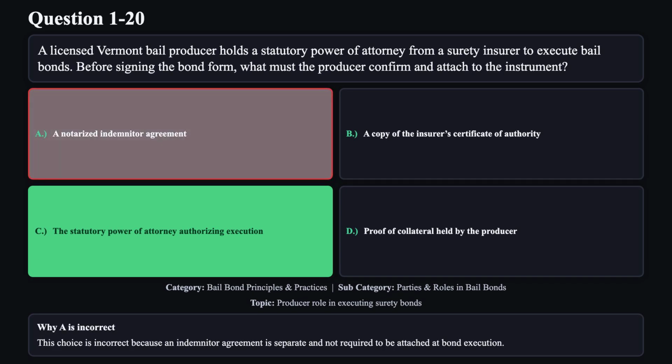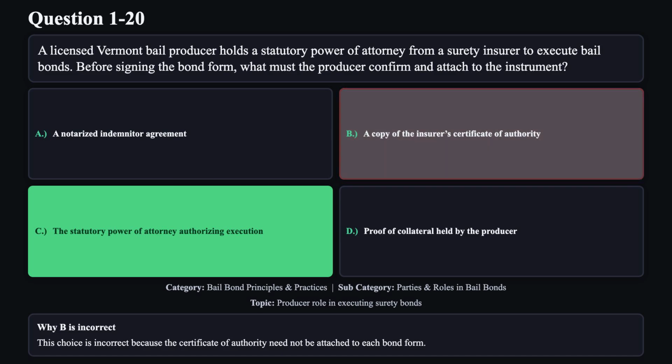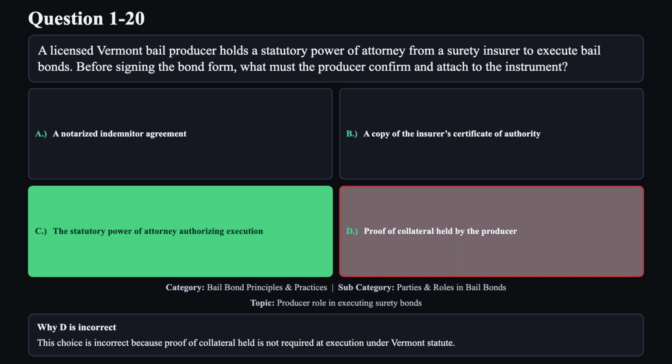Reason A is not correct. This choice is incorrect because an indemnitor agreement is separate and not required to be attached at bond execution. Reason B is not correct. This choice is incorrect because the certificate of authority need not be attached to each bond form. Reason D is not correct. This choice is incorrect because proof of collateral held is not required at execution under Vermont statute.